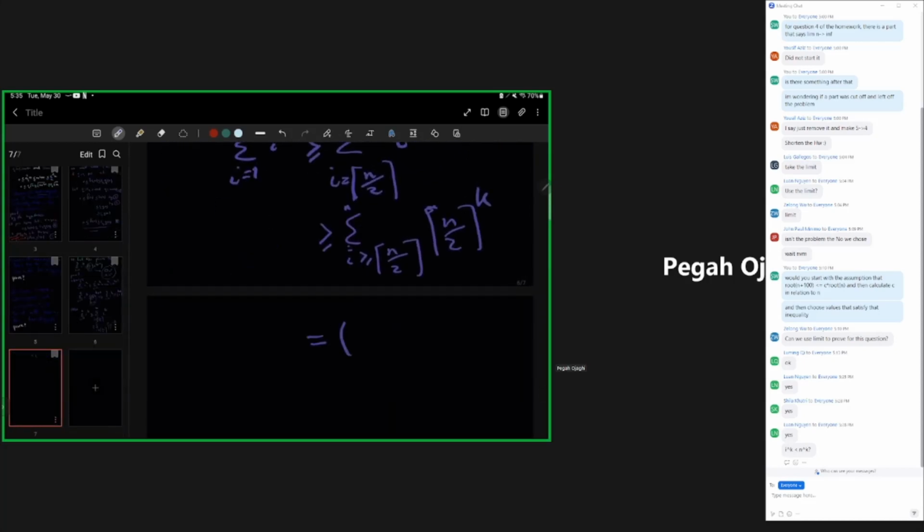Based on the definition, this summation has n minus the starting index plus 1 terms, which is going to be n minus floor of n over 2, plus 1, times (n over 2)^k. This is the floor, the ceiling, sorry. It's going to be ceiling. And this is going to be what? This equation: n minus floor of n over 2 is equal to ceiling of n over 2.